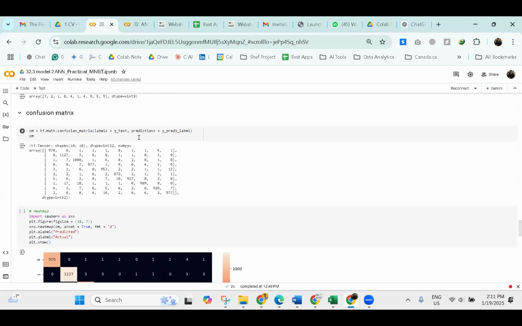Yeah, because my understanding is that the x-axis is predicted and the y-axis is actual, so y_test is actual. I was just having some confusion, but thank you for letting me know.